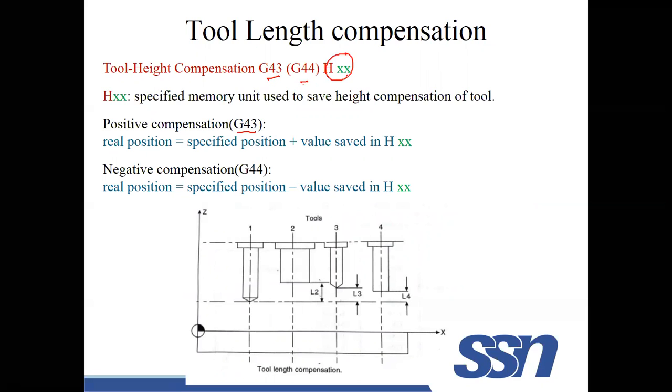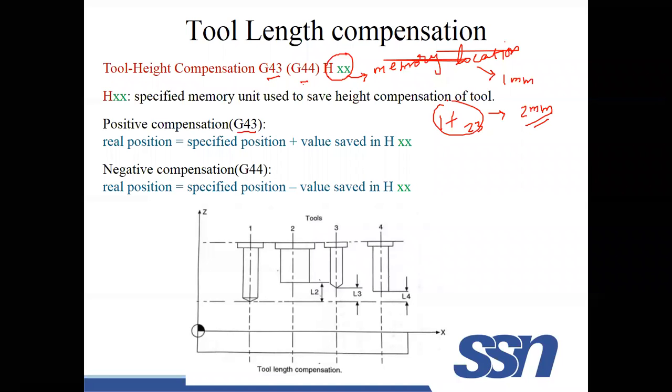H XX, this XX is referring to a memory location. In this memory location, you have to store the value. Say here I can say the compensation value is 1 mm. So this XX is referring to the memory location. In H01, you may store the value 1 mm. For instance, H23, I am referring to the value stored in location 23, which may be 2 mm. It depends. The value stored is different. We are indexing the memory location.